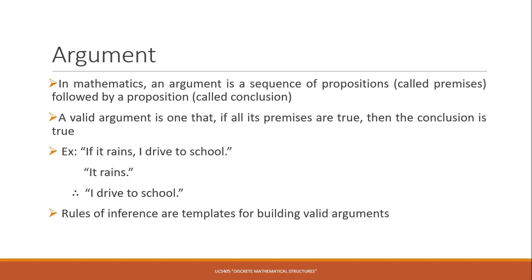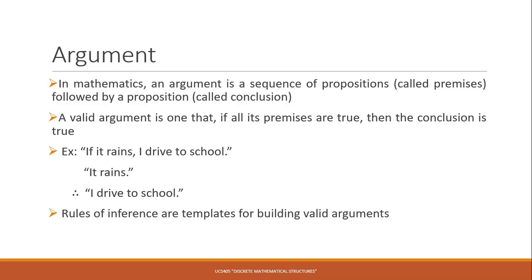In mathematics, an argument is a sequence of propositions called premises, followed by one proposition which is known as the conclusion. So we can have k premises and one conclusion in any argument. Now what is a valid argument? A valid argument is one in which, if all its premises are true, then the conclusion is also true.